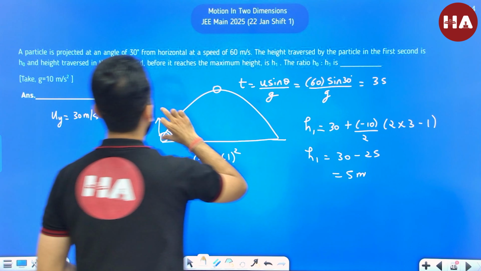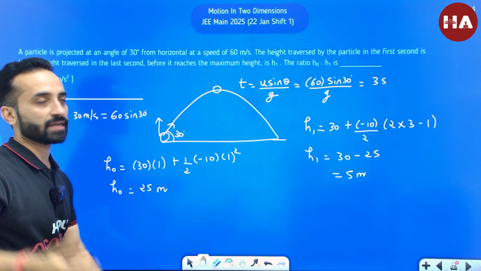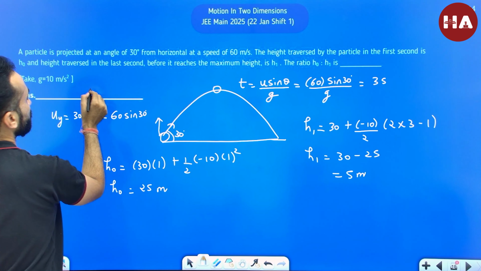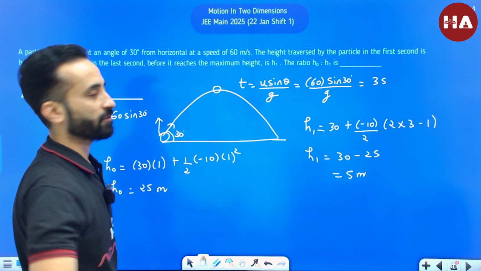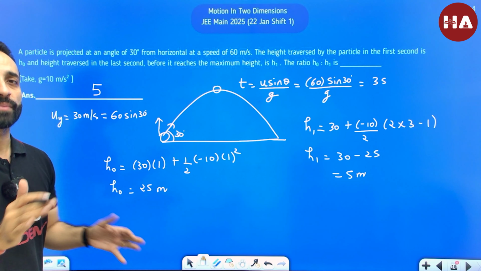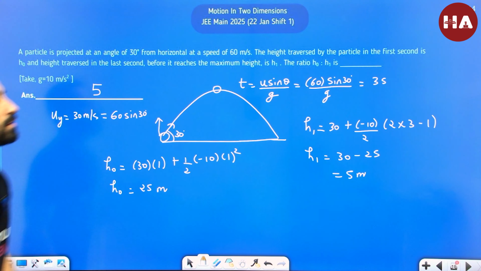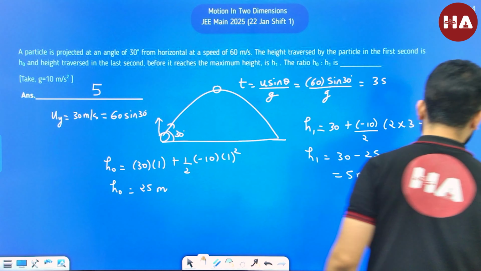So it travels how much, students? 25 in the first second and 5 in the last second. So the ratio of h naught over h is 25 divided by 5. So the correct answer should be 5. So we have to fill in the numerical answer. So the answer should be 5. Right, students?